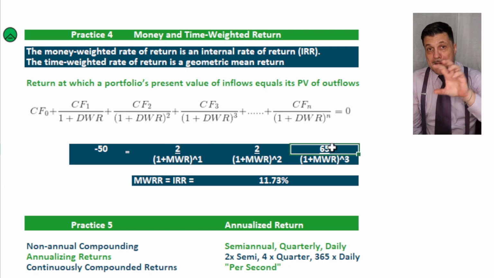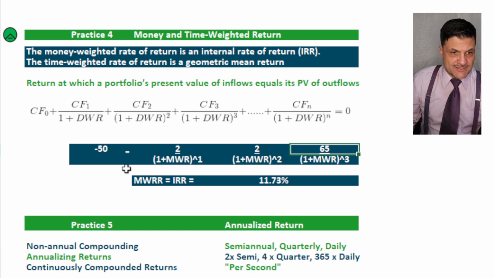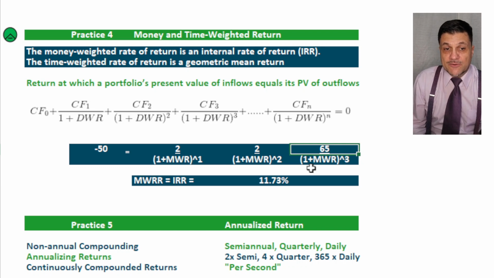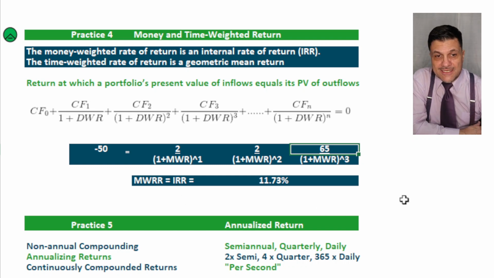Those are my money. Now I'm going to find the discount rate that makes the $2, the $2, and the 65 combined, discounted at which rate, give me the 50 initial investment, right? Look at that. It's 1 plus the money weighted return to the power of 1, 1 plus the money weighted return to the power of 2, 1 plus the money weighted return to the power of 3. And then you have to find which money weighted return that is using the IRR calculation.